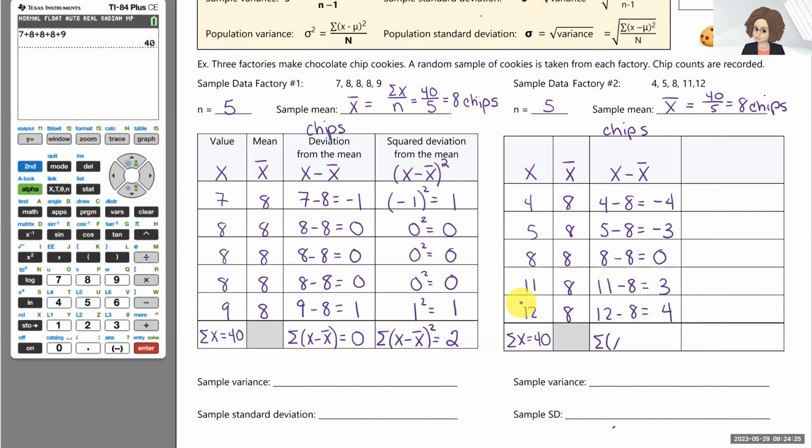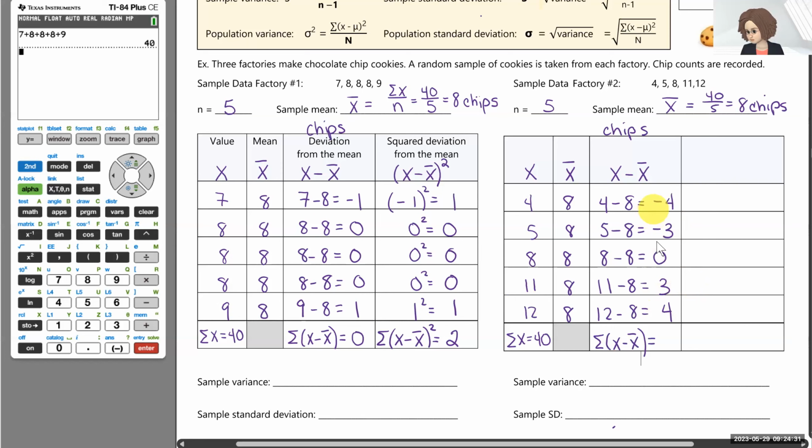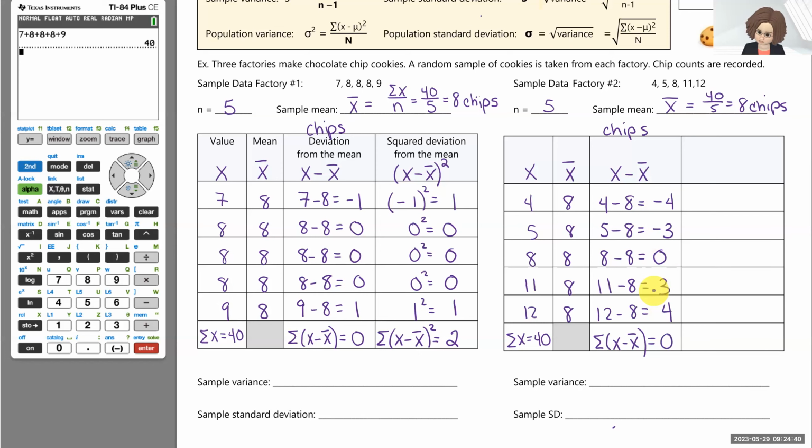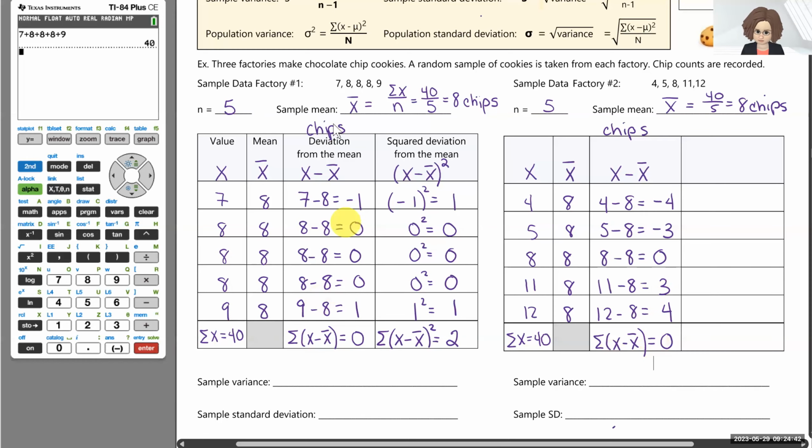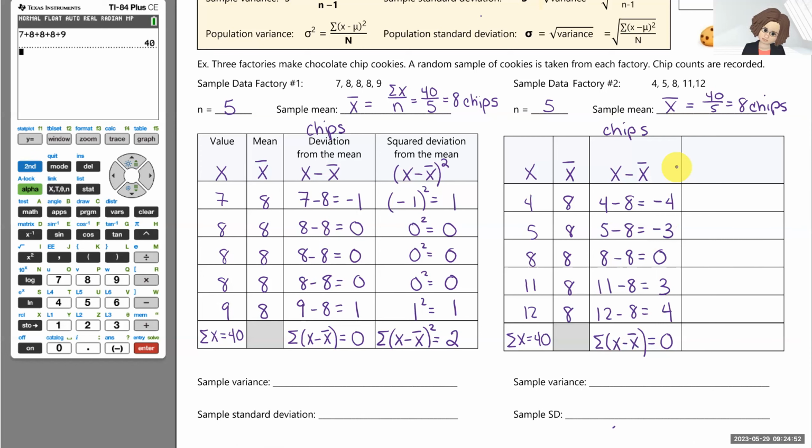So if we add the deviations from the mean for each of those cookies, what you're going to see here is my -4 and 4 would cancel, -3 and 3 would cancel. So adding up all those values, we again get 0. So that column for every data set would be 0. So it's not helpful in terms of comparing data sets. And that's why we move on to squared deviations.